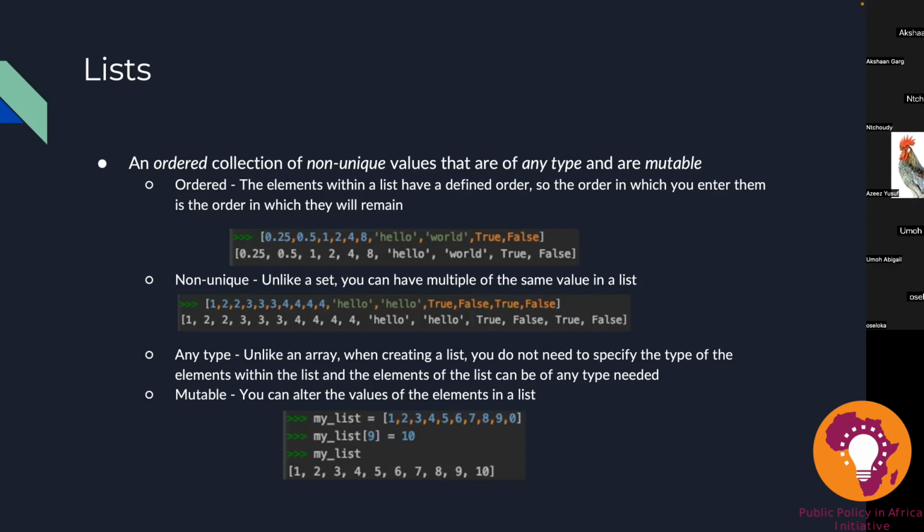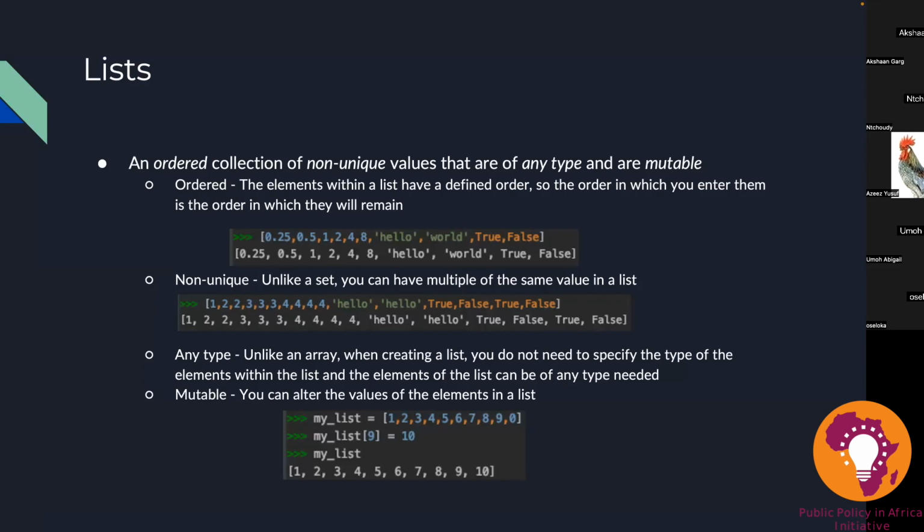An array collects data of the same type, whereas a list can combine data types like integers, strings, and floats. Correct, that's a good catch. So over here it says they can be of any type. So when we have data that can be of any type and we want to store it in an ordered collection of non-unique values that are mutable, it's a list. But when they're of the same type, it's an array. So that is the difference between an array and a list.